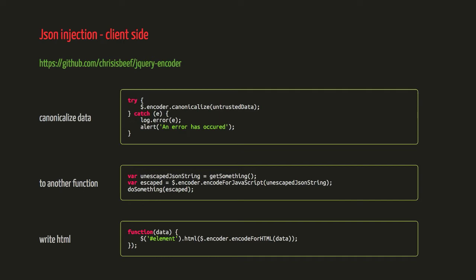We can use the method encodeForJavaScript to pass an encoded string to another JavaScript function, or we can use the encodeForHTML method if we need to write HTML directly inside an element. All these cases are related to DOM cross-site scripting because we are only on the client side, and the ASP.NET anti-XSS filter in this case cannot help in any way.